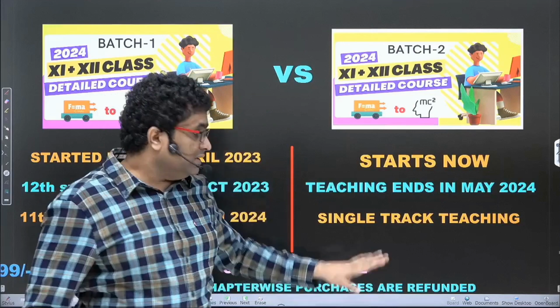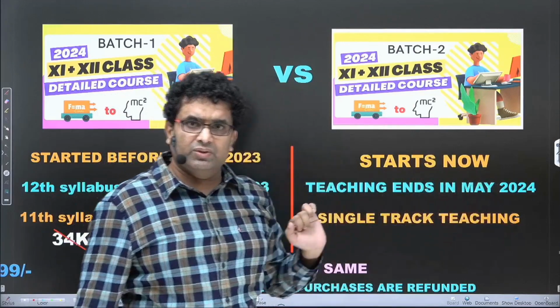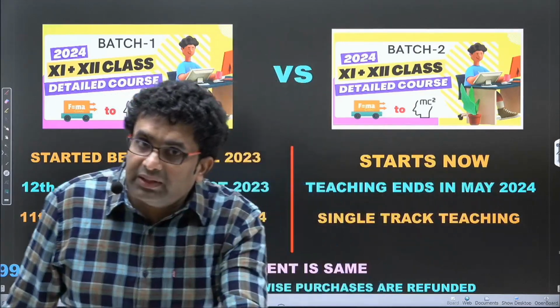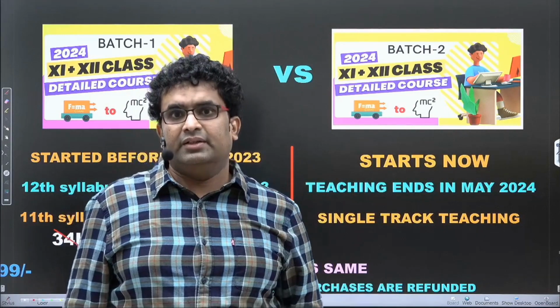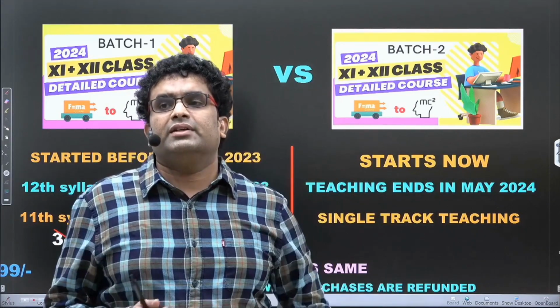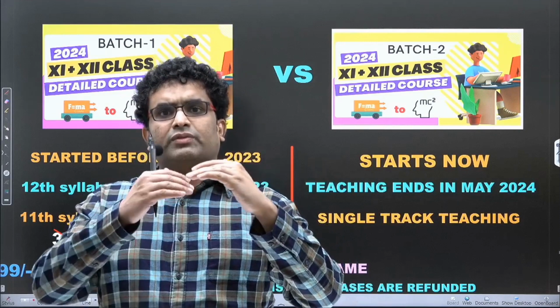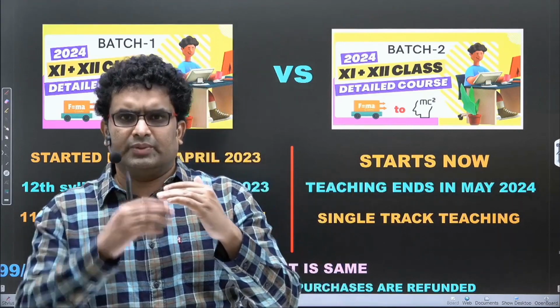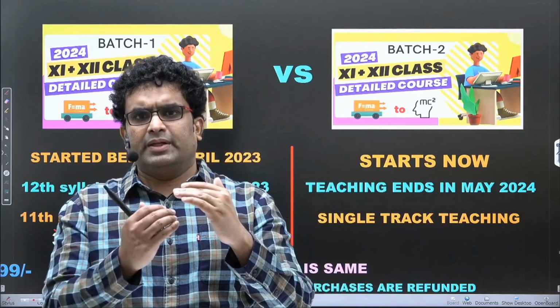I have strategically changed the single track teaching here also. For example, since you are a 2024 aspirant, I'll take slight advantage in the fact that once gravitation is over, instead of going to fluids, I'll immediately go to electrostatics, because gravitation and electrostatics will be related.